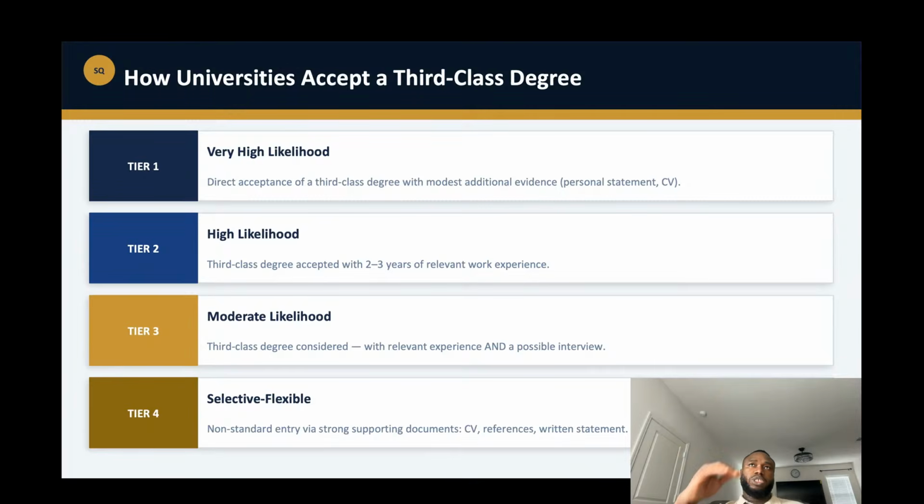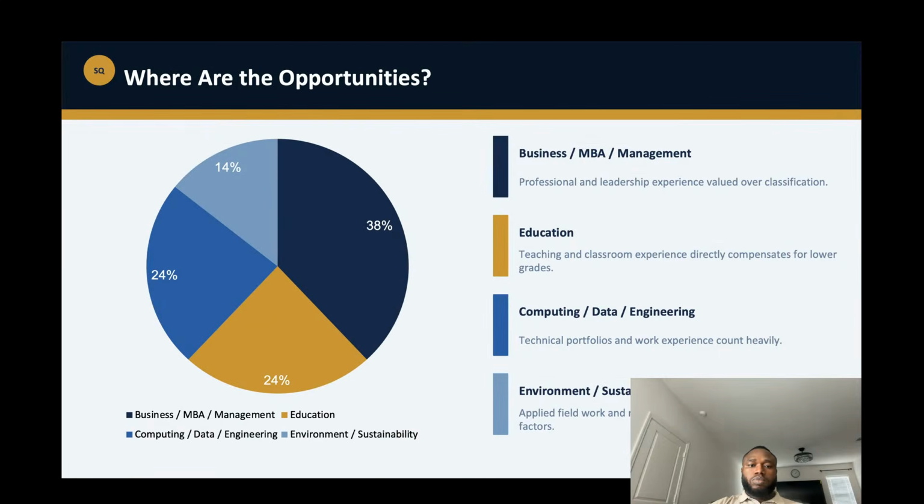So ideally, as you're looking at the schools that you want to apply to, you want to consider which of these tiers the school falls under, because understanding which tier it falls under helps you better prepare your application so that you don't get a rejection.